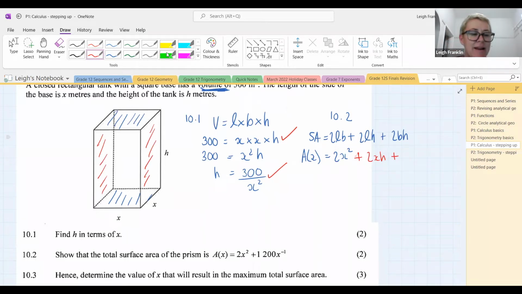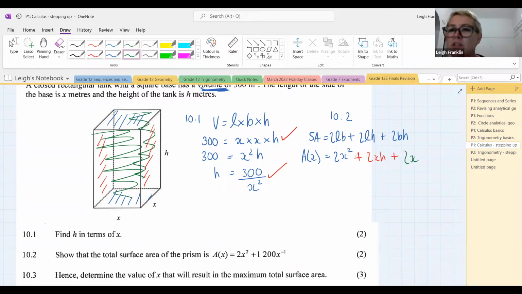All right, and now we've got the one at the front and the back. The one at the front is this one over here, and the one at the back would be that one over there. It's x long, h high, so it's also 2xh. Maybe that's why you were saying what you were doing, Isona, sorry. All right. So this gives us A of x equals 2x squared plus 4xh. So our equation looks like this.